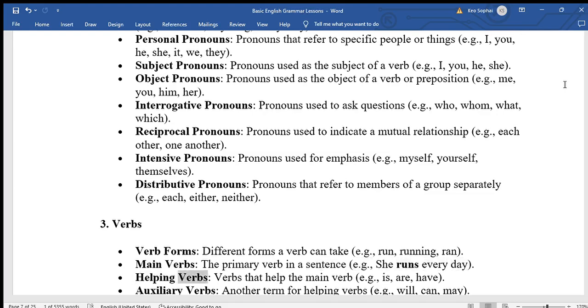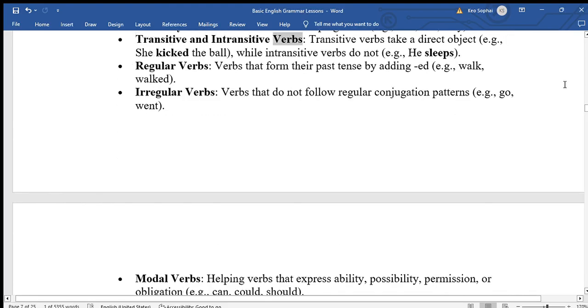Helping verbs, verbs that help the main verb. Example, is, are, have. Auxiliary verbs, another term for helping verbs. Example, will, can, may. Transitive and intransitive verbs, transitive verbs take a direct object. Example, she kicked the ball, while intransitive verbs do not.